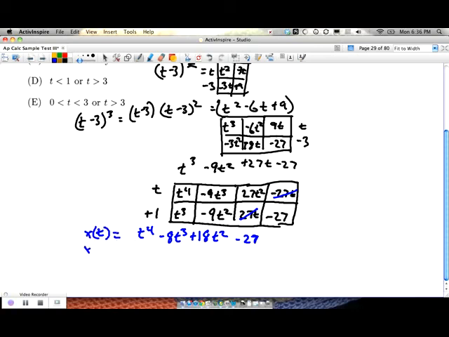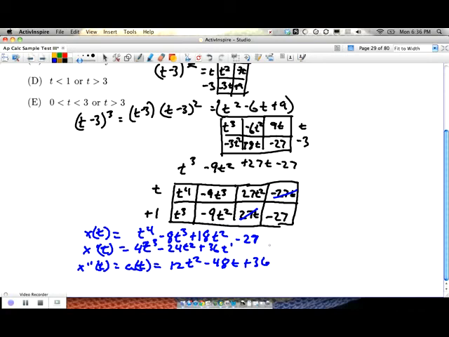Now this is going to go so fast. Watch this. 4t cubed. I'm going too fast for my own good. Minus 24t squared. Plus 36t to the first. Minus 0, of course. x double prime of t, which equals the acceleration, is equal to 12t squared minus 48t plus 36.